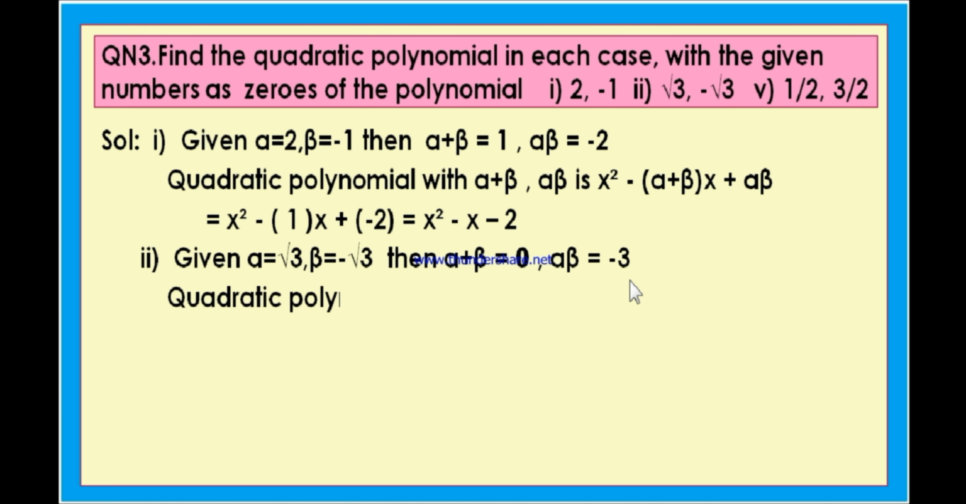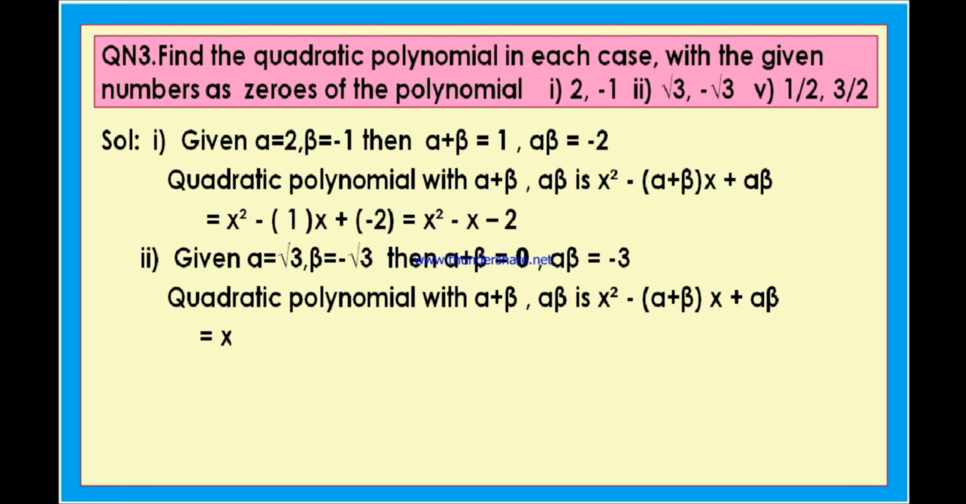Now the quadratic polynomial with alpha plus beta and alpha into beta is x square minus (alpha plus beta) into x plus alpha into beta. Now substitute the values again. This is equal to x square minus 0 into x plus -3. This is equal to x square, 0 into x is 0, plus into minus 3 is minus 3. Therefore the quadratic polynomial is x square minus 3, in which the zeros are minus root 3 and plus root 3.